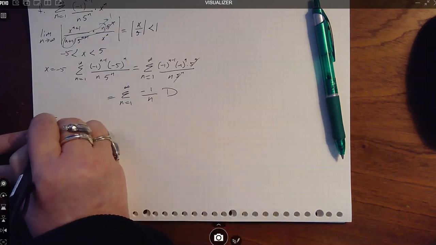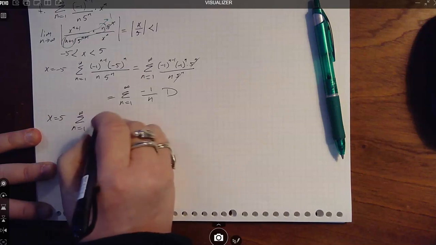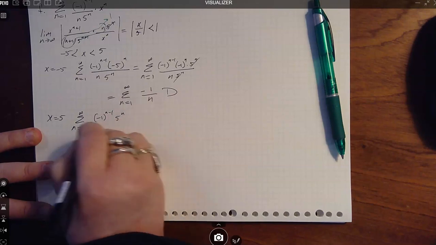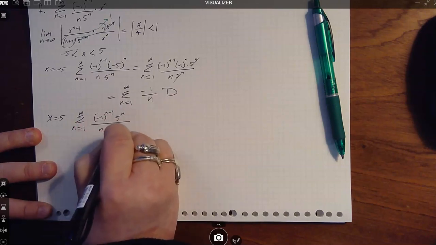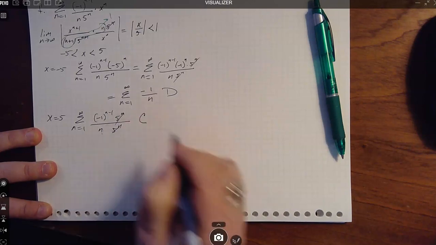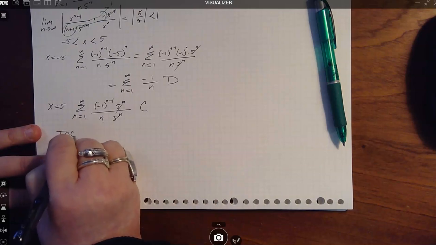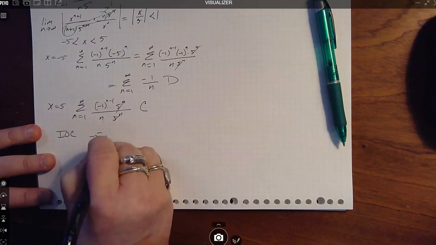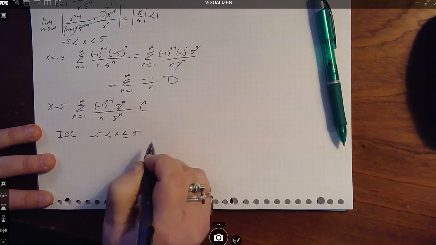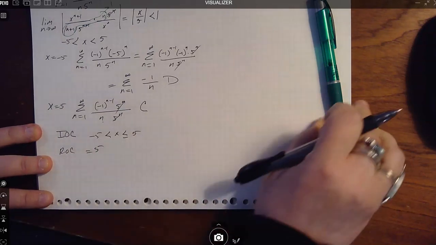If x is equal to +5, (-1) to the n minus 1, 5 to the n over n times 5 to the n, they cancel. I'm left with it alternating, it's 1 over n, so this will converge because it's alternating. So my interval of convergence does not include -5. I do have my 5, and the radius of convergence is 5.